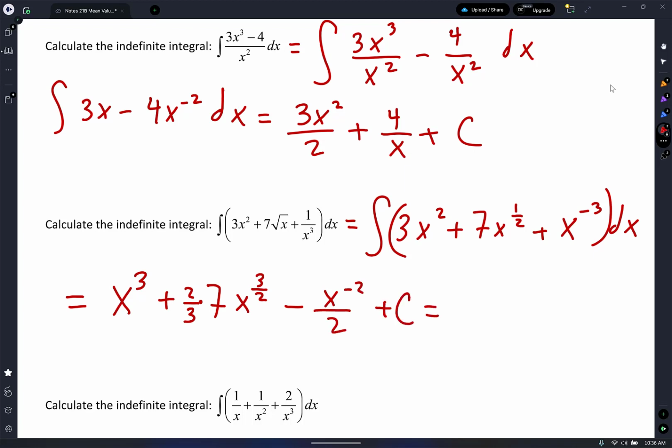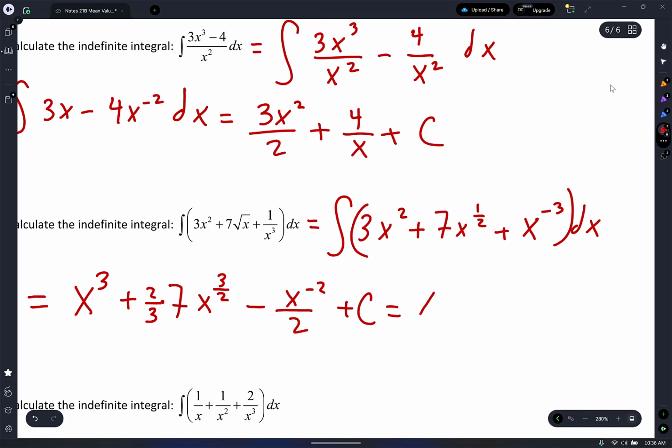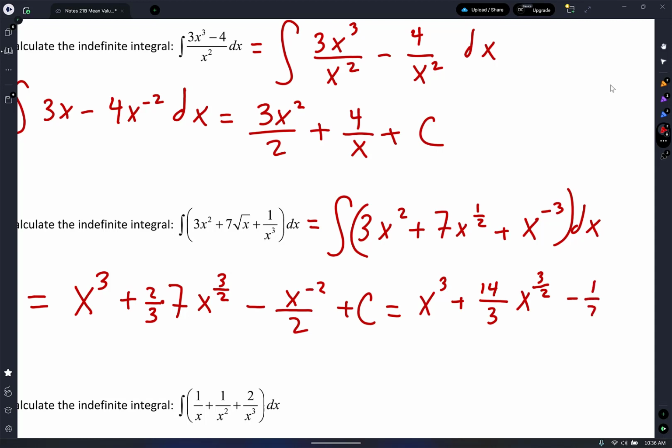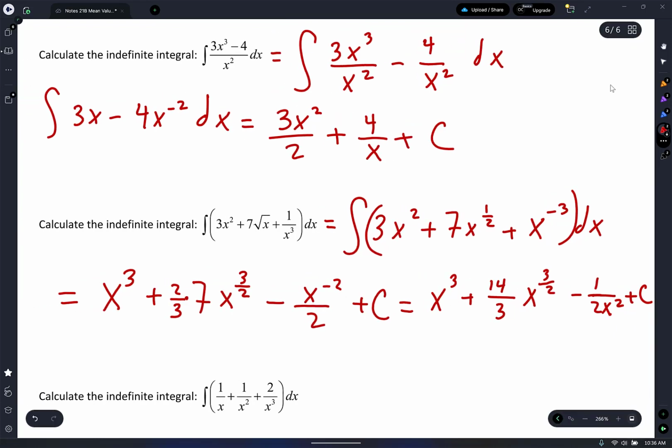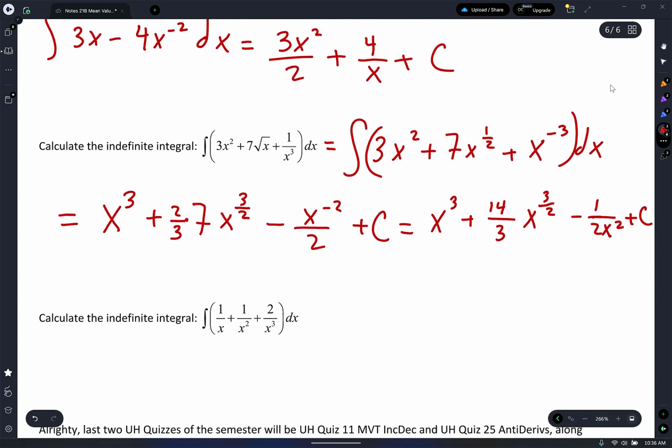So here I am. I'm going to fix it. You guys ready? Fixing it, it's going to look like this. X cubed just stays like that. 7 times 2 is 14. So 14 over 3 x to the 3 halves minus 1/2, 1 over 2x squared, plus c. The x squared is in the bottom. And there it is. How do we feel? Okay.